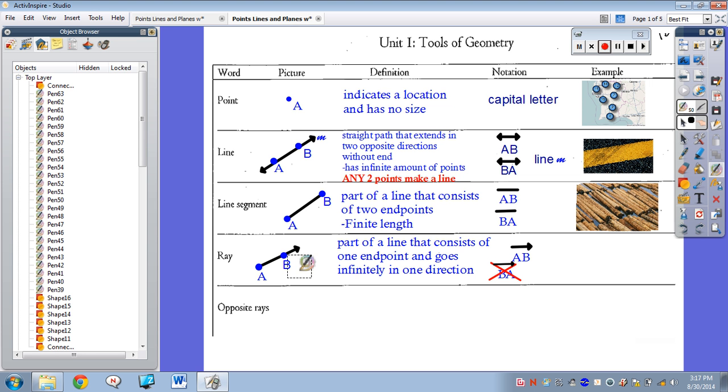Okay, if it started at B and then forever went in the direction towards A and this part over here wasn't there, then you can call that ray BA. Alright, where do you see a ray in real life?